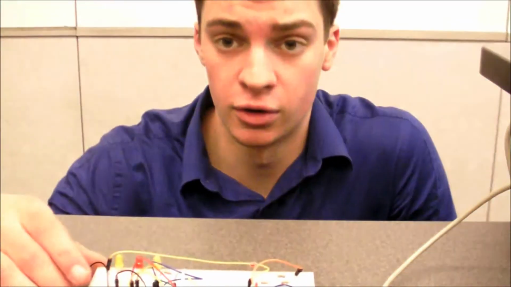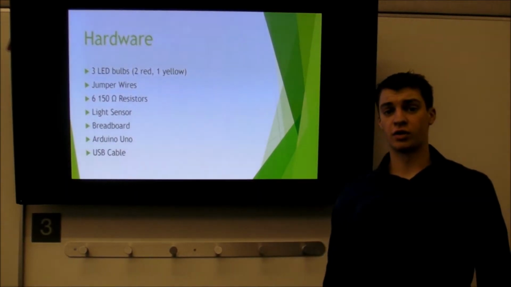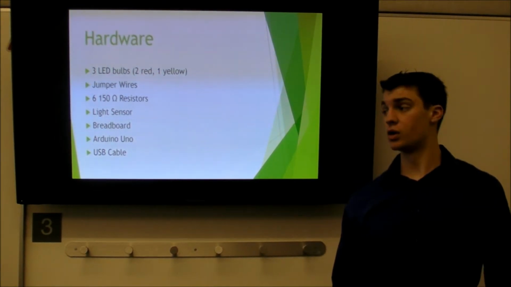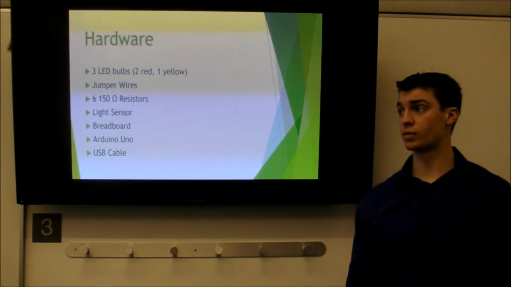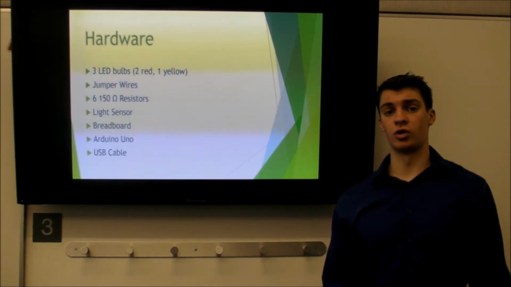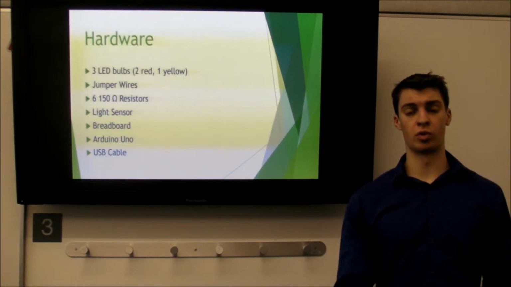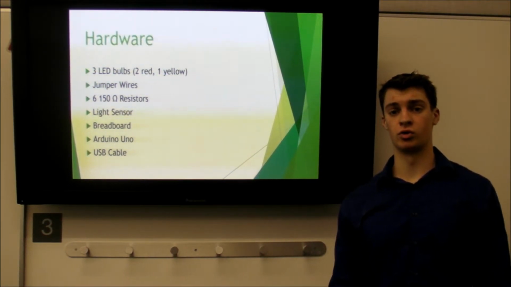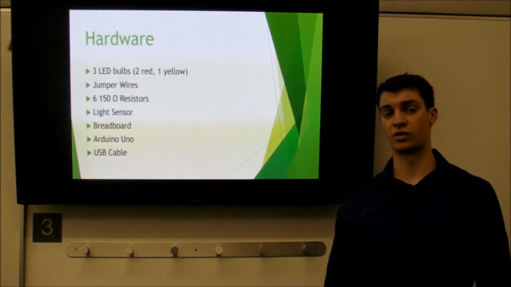Okay, and now for the next part of the video, I'm going to go through the hardware aspect. This slide displays a list of all the hardware used for the LED fire display effect project. You can see the LEDs were used to display the light. Jumper wires are used to control where the current goes on the breadboard. And 650 ohm resistors are used to limit the amount of current that is passing through.